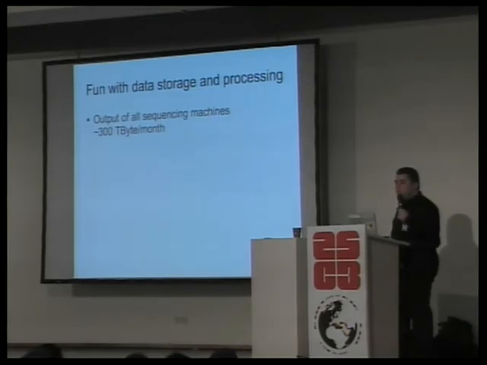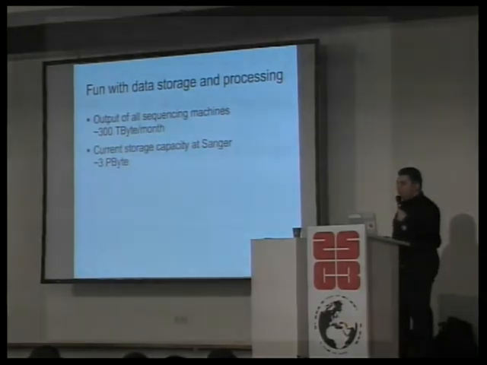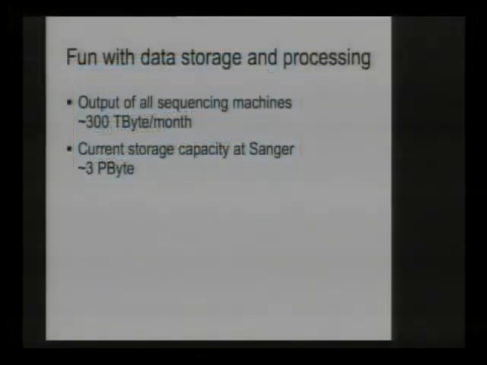Sequencing machines put out lots of data, and it's really lots, and it's getting more. As I said, they get more data from the machines, so it means more data is coming onto the servers. So currently we are generating about 300 terabytes per month, and that needs to be stored somewhere. We do have 3 petabytes in our farm at the moment, more or less.